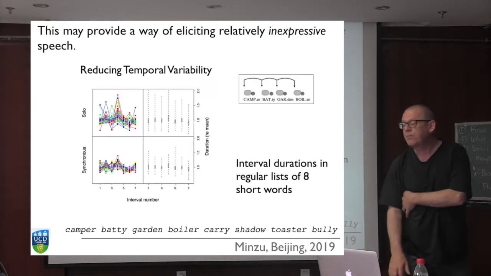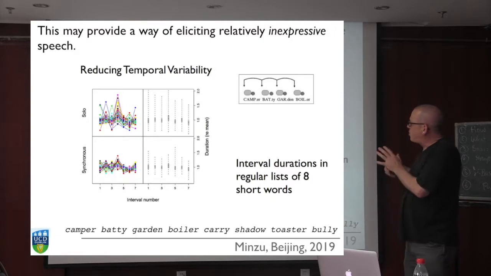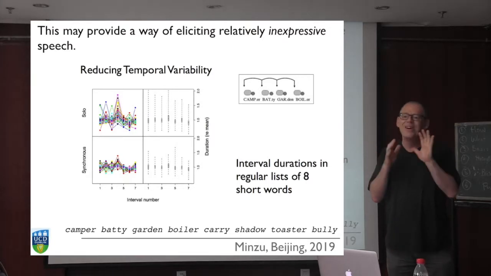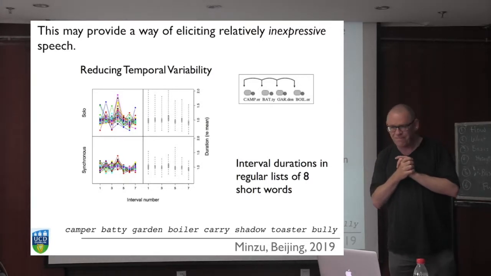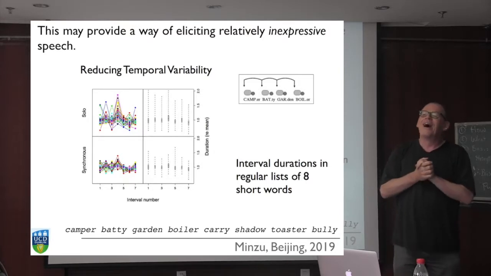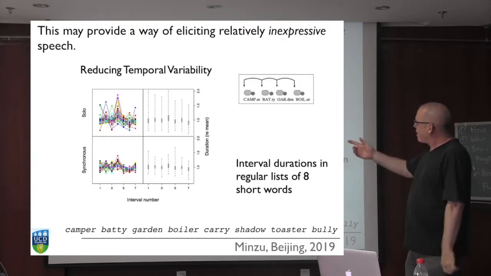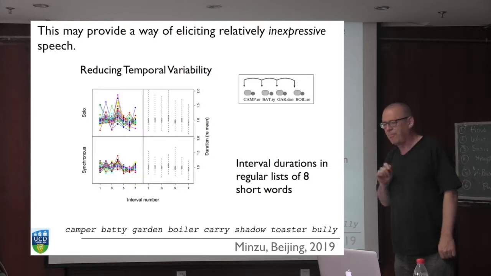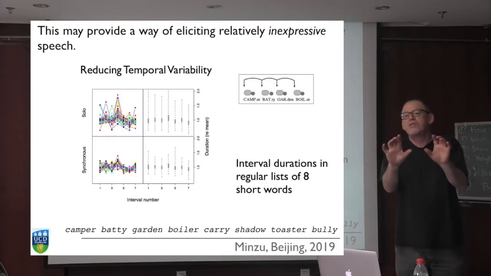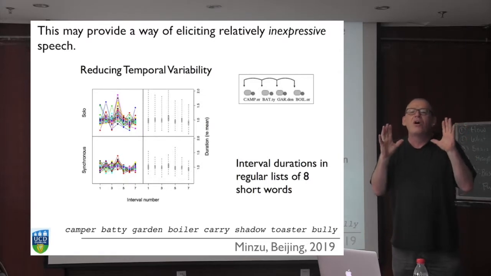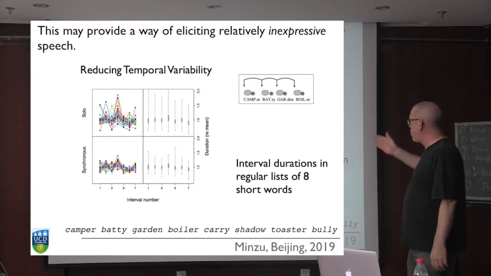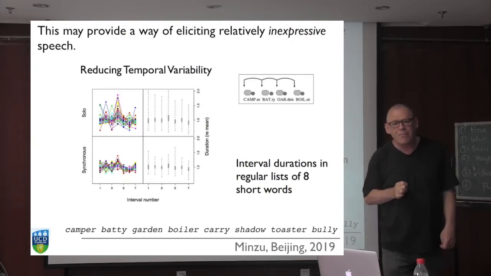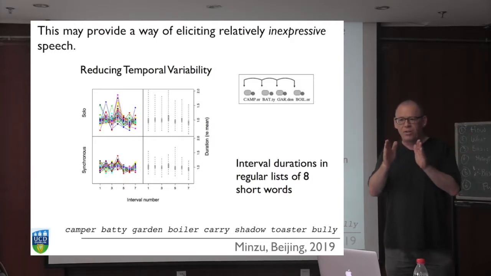So here, for example, this is data from an experiment in which, for reasons I won't go into, I asked people to read word lists. Phoneticians are strange people. I asked people to read word lists like this. Camper, batty, garden, border, carry, shadow, toaster, buddy. This was in an experiment where I was moving stresses around and so on, but we're only going to look at this very regular one. There are 8 words in that list, so that means there are 7 intervals between the words.